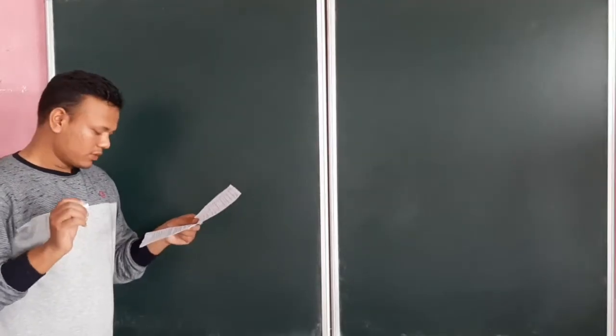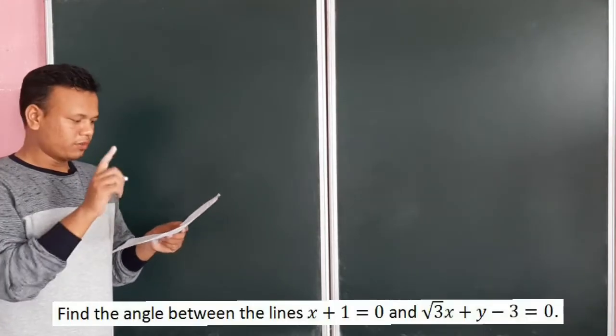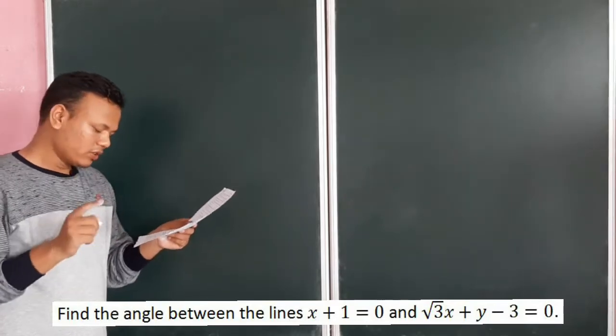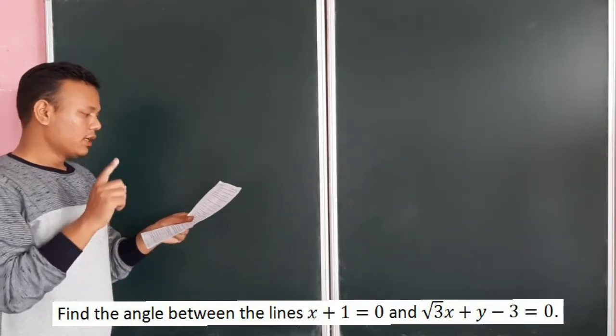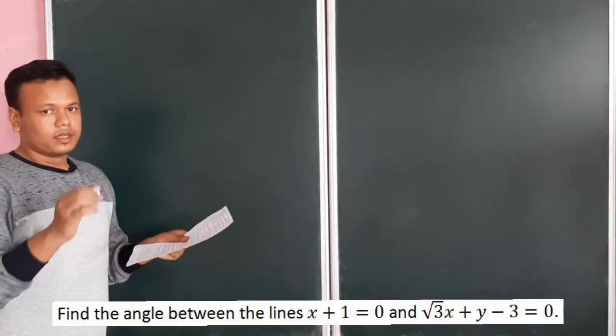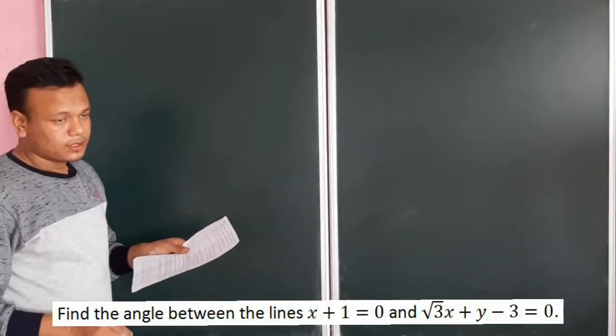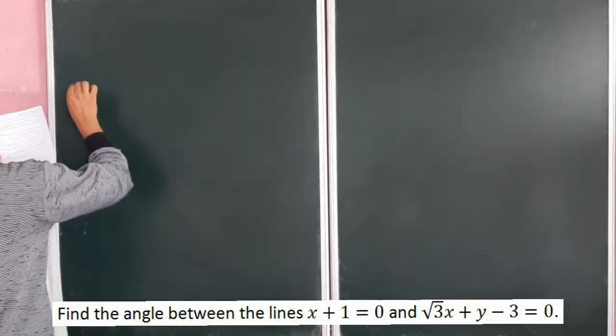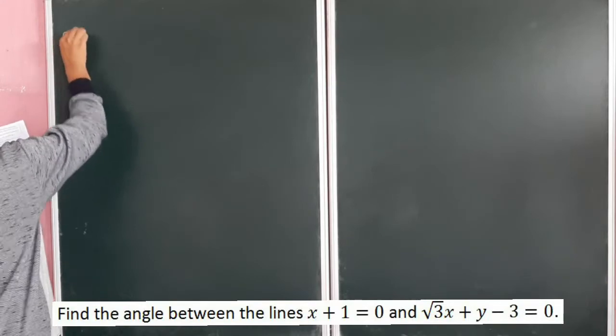Okay, let's directly jump to question number 23. From 9 I am directly doing 23 because 23 is also based on the very same topic, that is the angle of intersection between two lines. Okay, so the given lines here are, so 23.